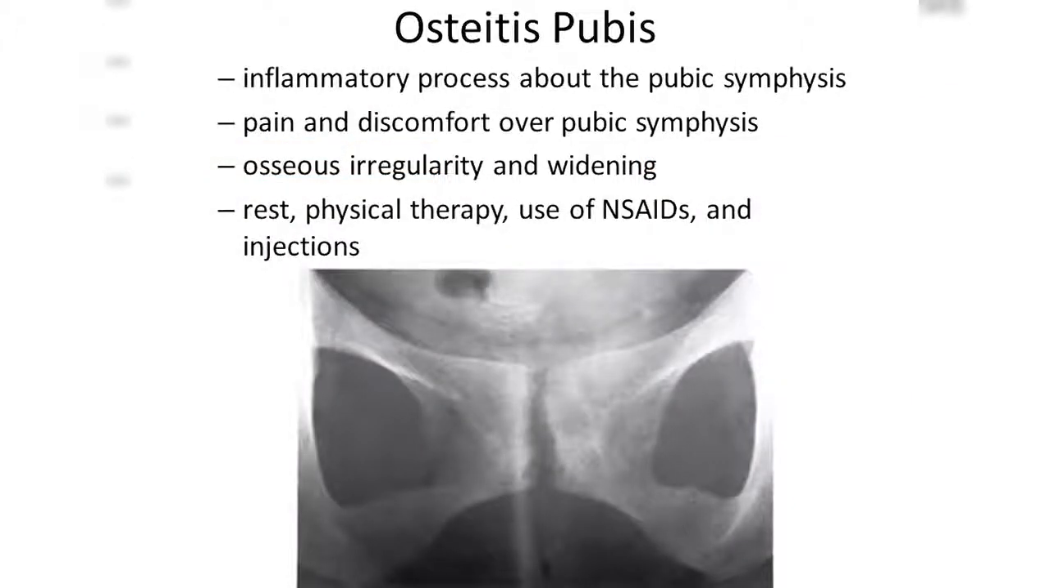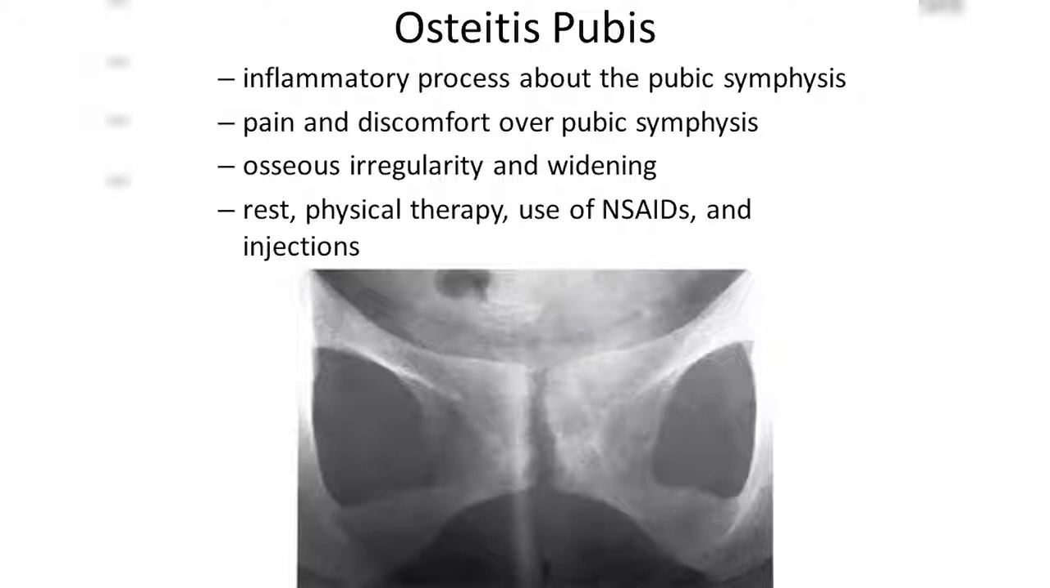Next item, osteitis pubis. This is one of those very rare things that people talk about, but we often don't truly see in clinical practice. It's an inflammatory process about the pubic symphysis, so oftentimes patients come in and say, I got isolated pain right over the anterior aspect of my groin, and it's painful, discomfort, and it's often a diagnosis of ruling out other problems.